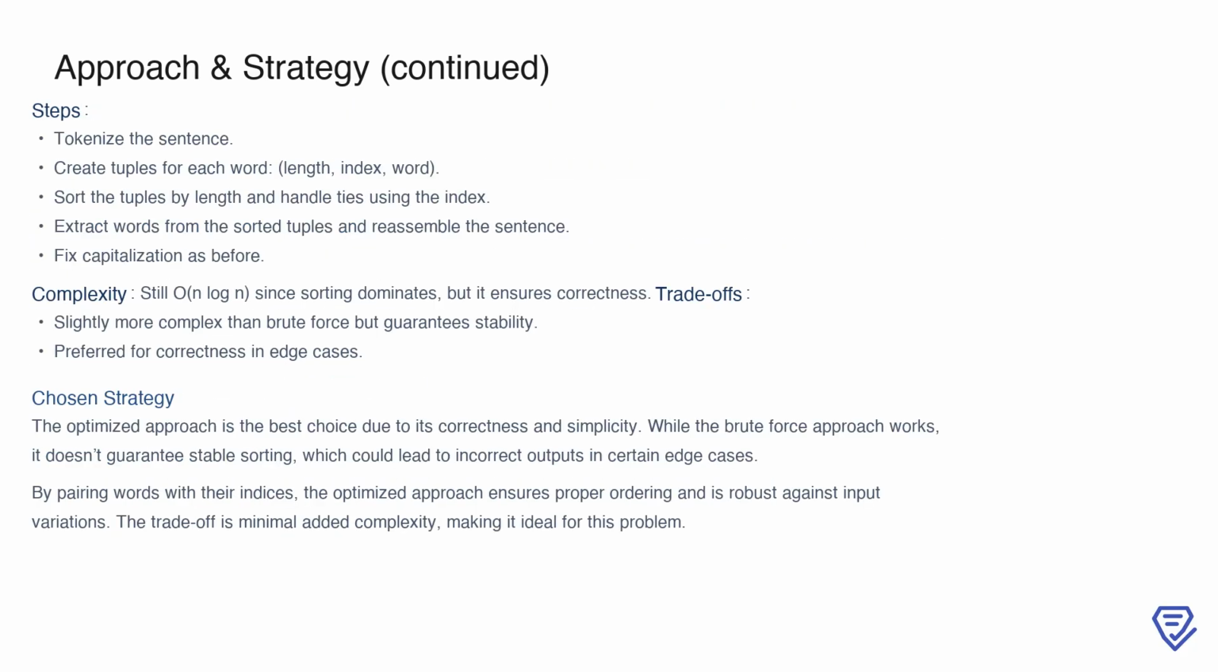Let's break down the steps of the optimized approach in more detail. First, we tokenize the sentence into words just as before. Next, we create tuples for each word, where each tuple contains the word's length, its original index, and the word itself. This structure allows us to sort the words not only by length but also by their indices to handle ties. Once sorted, we extract the words from these tuples and reassemble them into a sentence using the join function.